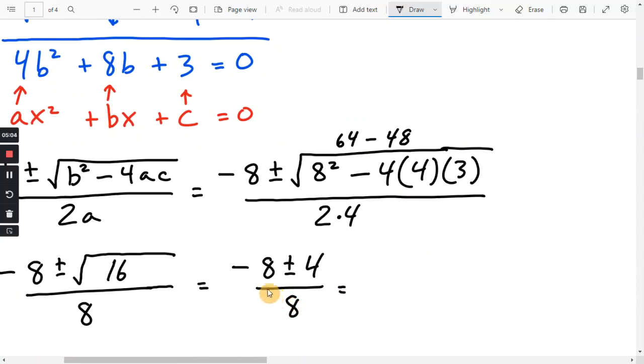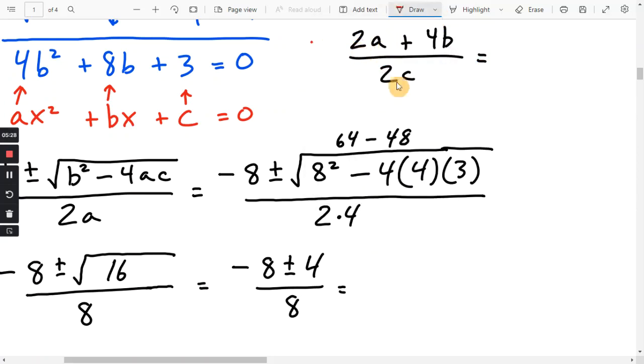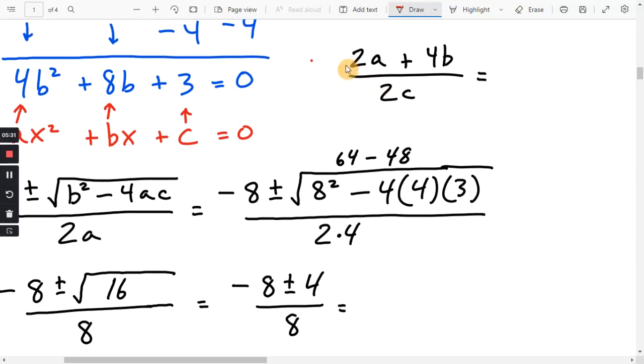And really, at this point, if you want, it might be easiest if you cancel. Okay? Now remember, if you have something like 2a plus 4b over 2c, each of these terms is divided by the common denominator. So in that case, you're going to have to cancel on all three of them, okay? 2 divided by 2 cancels, but 4 divided by 2 is just 2. And that will leave you with a plus 2b over c.